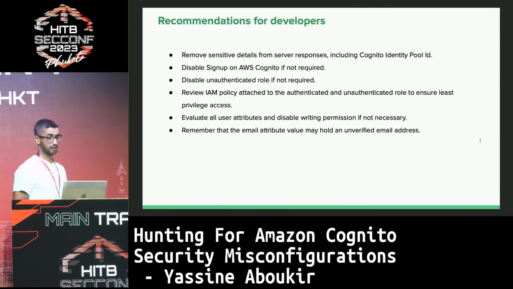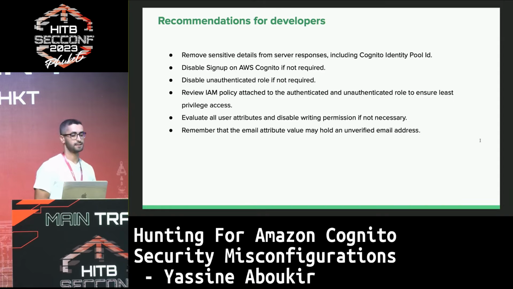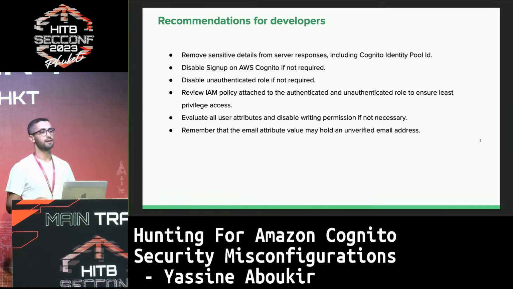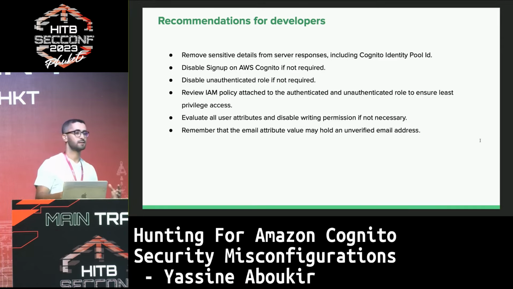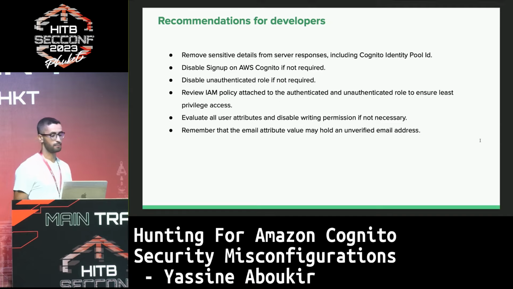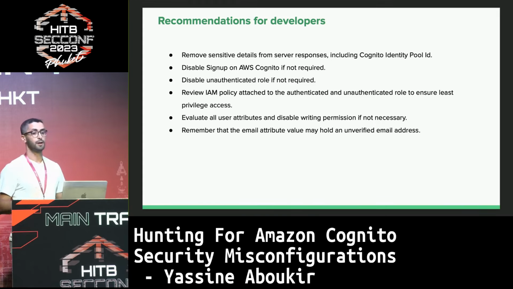So at the end, these are some recommendations for you as a developer if you want to make sure you don't make the same mistake. First of all, you want to remove all the sensitive information from server responses, if you can. Just make sure not to hard code those IDs in the source code. Although they're not really sensitive on their own, make sure you hide them as well as you can. Always make sure, if you don't need the sign up, self-registration, that it's disabled in the AWS Cognito. As I showed you earlier, you have the right to enable or disable self-registration. So if you don't need users to sign up, make sure it's disabled.